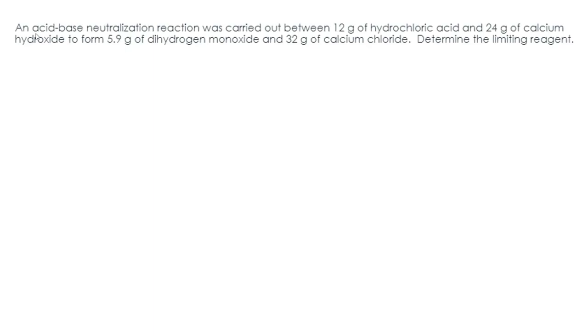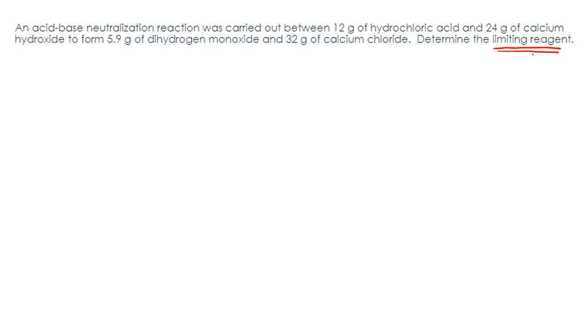And here's question number 15 from the Stoichiometry review quiz. An acid-base neutralization reaction was carried out between 12 grams of hydrochloric acid and 24 grams of calcium hydroxide to form 5.9 grams of dihydrogen monoxide, that's water, and 32 grams of calcium chloride. Determine the limiting reagent. Remember that the limiting reagent is the stuff that runs out first, the reactant that we run out of first.